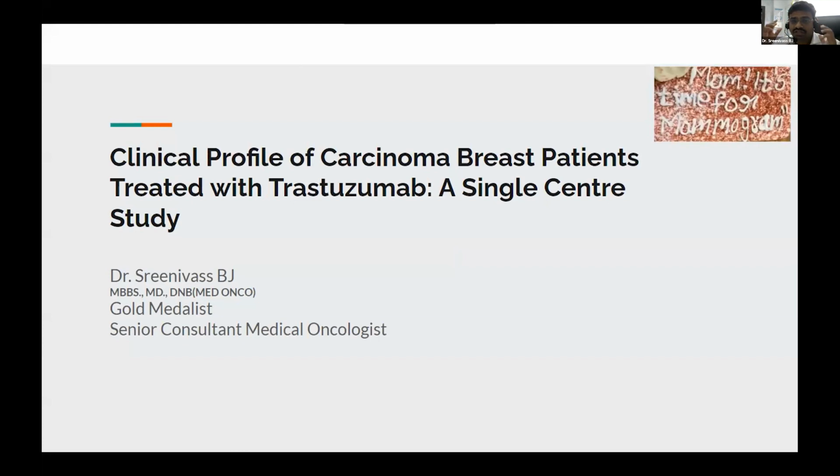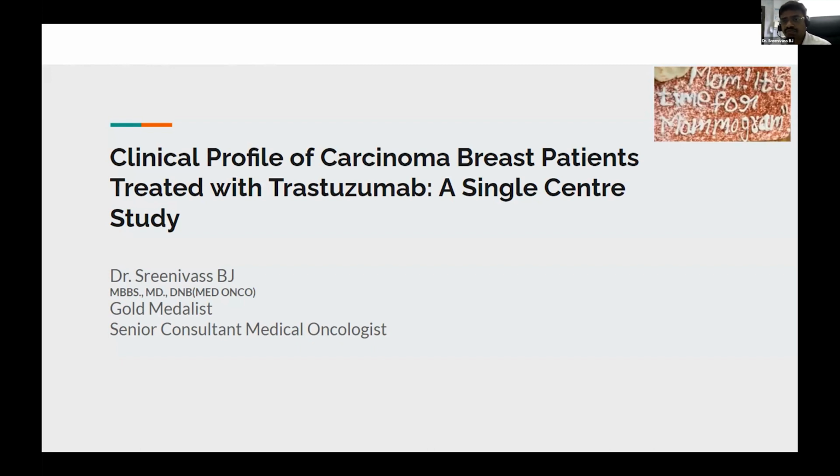So this is one of our old papers, a retrospective study where we analyzed around 60 to 65 patients who were taking trastuzumab injection for both locally advanced and metastatic breast cancer.